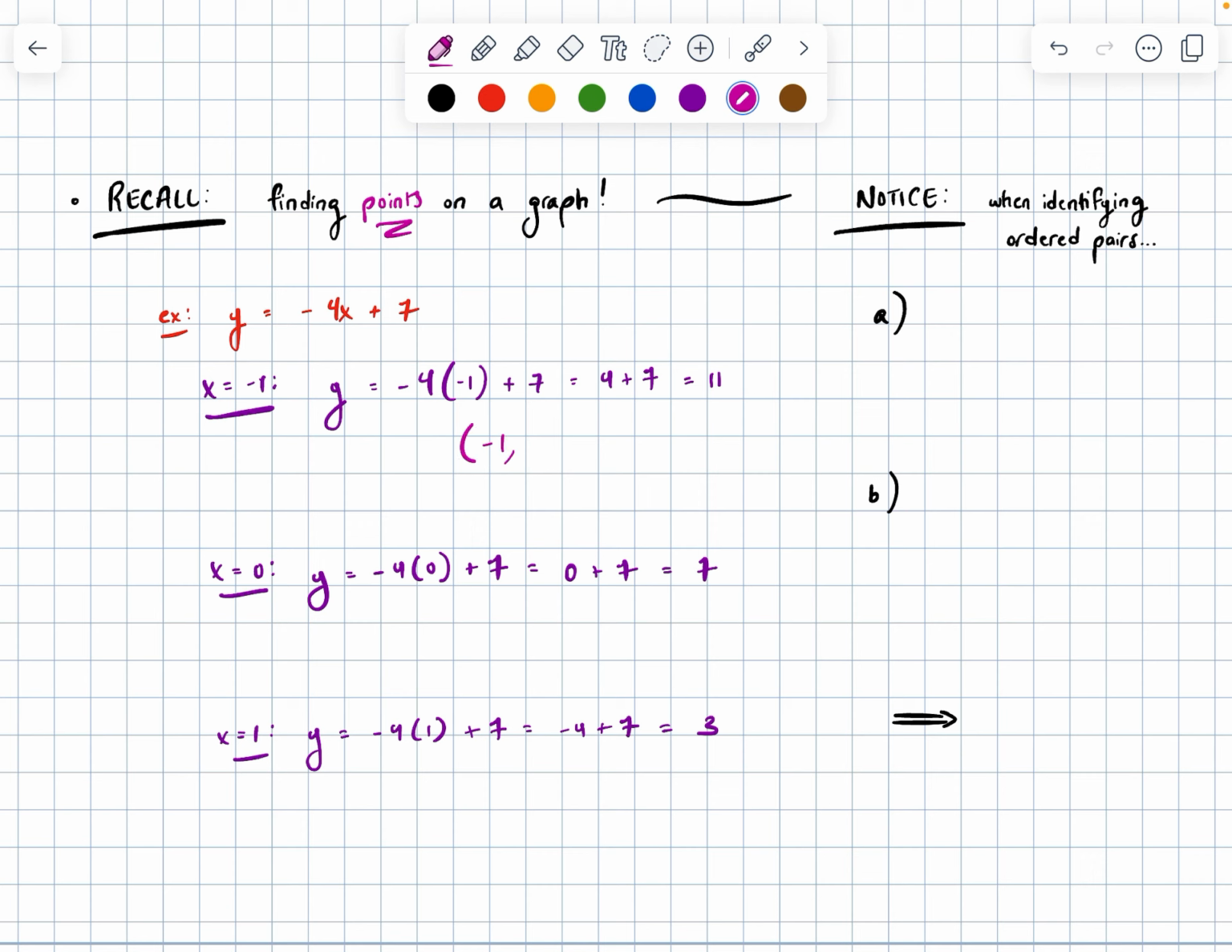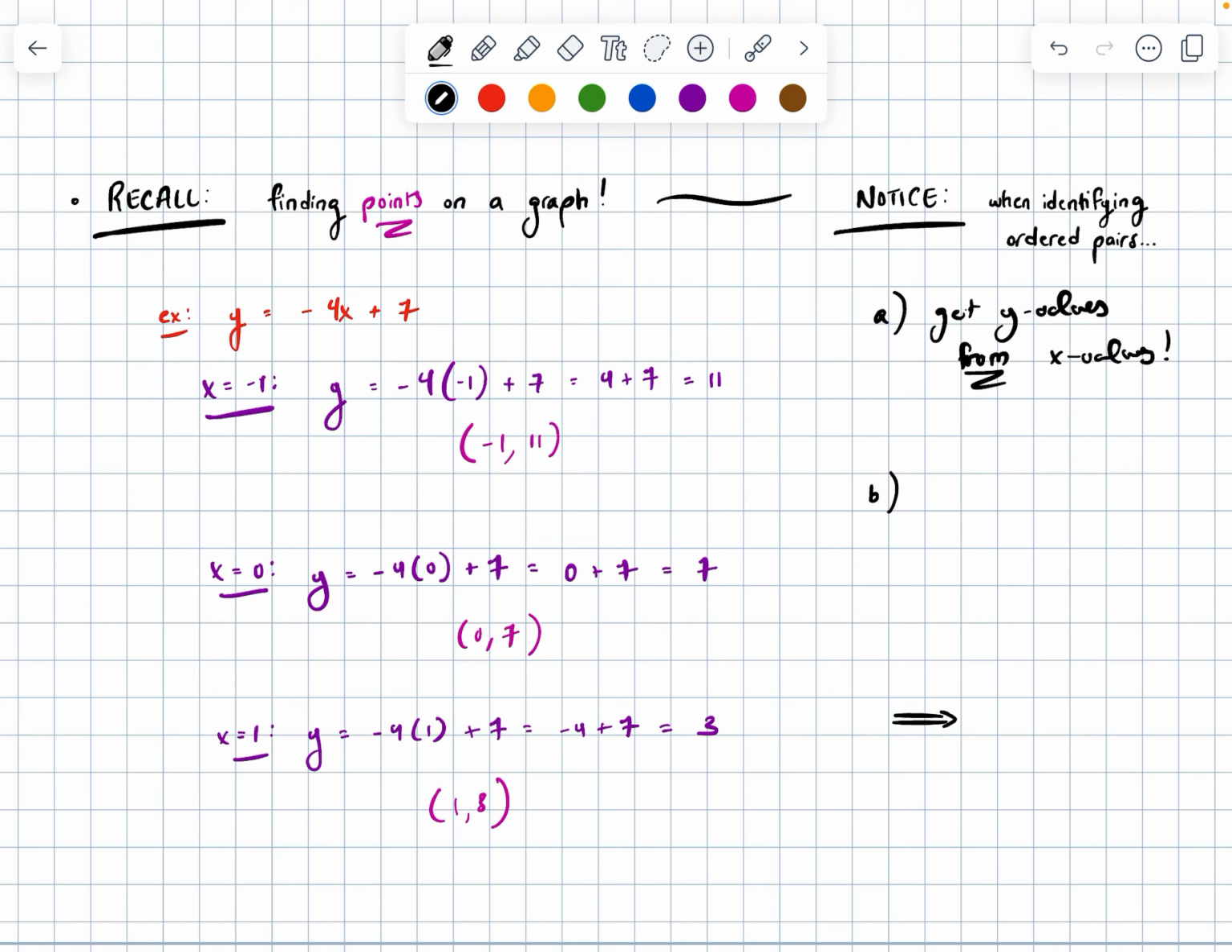But again, these are points on my graph, so if I express these as ordered pairs, I know that the points (-1, 11), (0, 7), which should be my y-intercept, and (1, 3) will populate the graph of my line. Cool. Now, as I identified these ordered pairs, there are 2 things that I hope you might have noticed. First of all, the values of y that we get, they don't come out of nowhere. We get the y values of our points from the values of x that we plugged in.